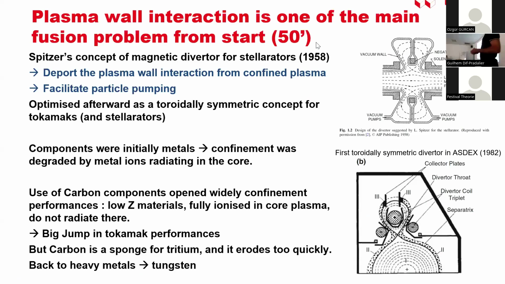And eventually, people realized carbon is still not good for fusion because it's a sponge for tritium. It erodes very quickly as well, so you move carbon all around. People said for a reactor, we need to get rid of carbon. So we come back to heavy metals. And now tungsten is, let's say, the element of reference for ITER and other concepts.